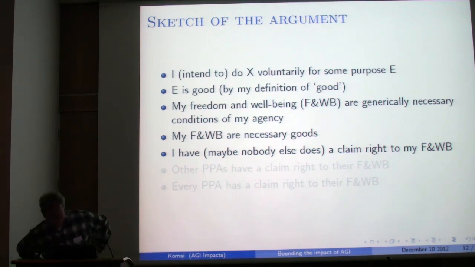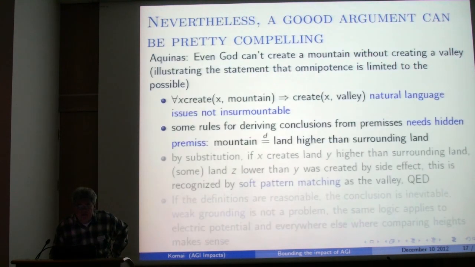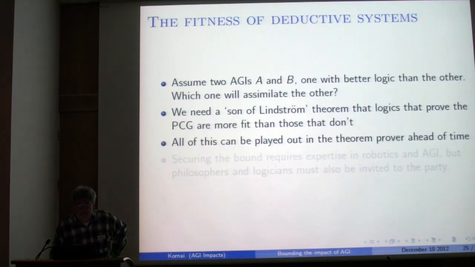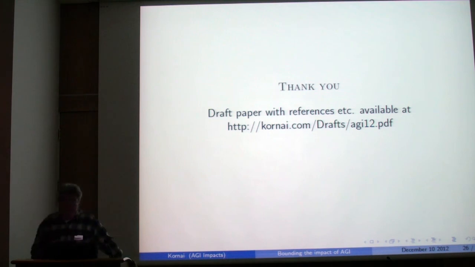The book is actually cited in the paper, so people will not have a hard time finding it. Is your paper available? The papers are in the proceedings. No, that's not in the AGI; this is AGI Impact, which doesn't have proceedings. You can read it under kornai.com/drafts with a capital D, the AGI12 file. We will have proceedings, but they are bound to be published after the meeting. We thought that the discussions in the meeting should inform the papers.